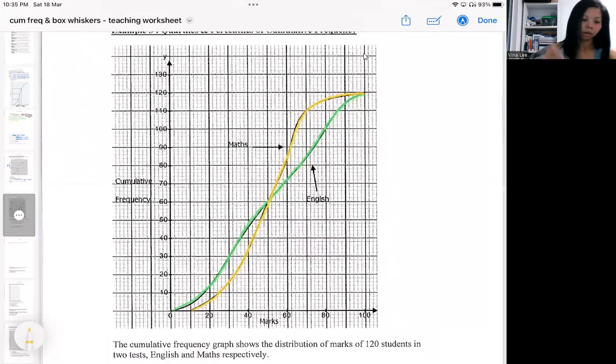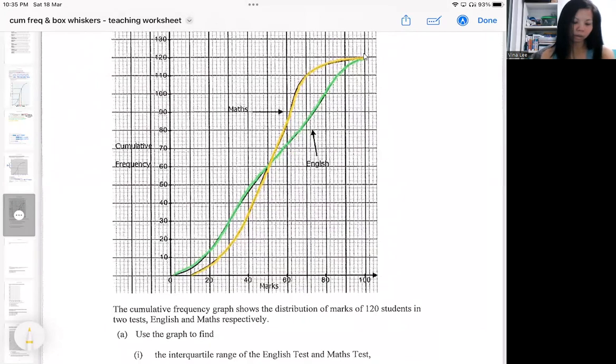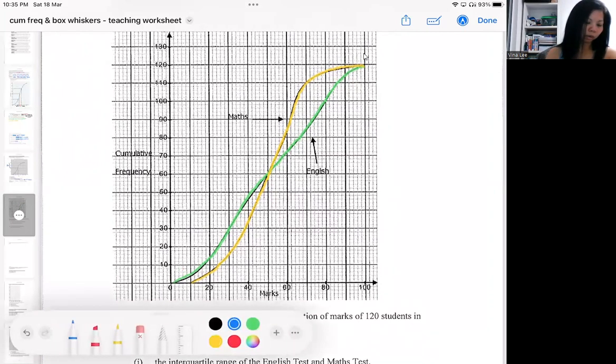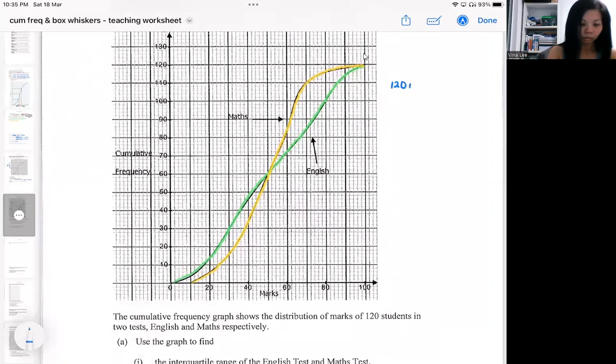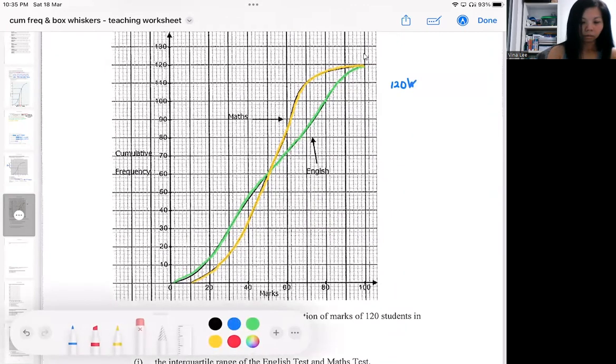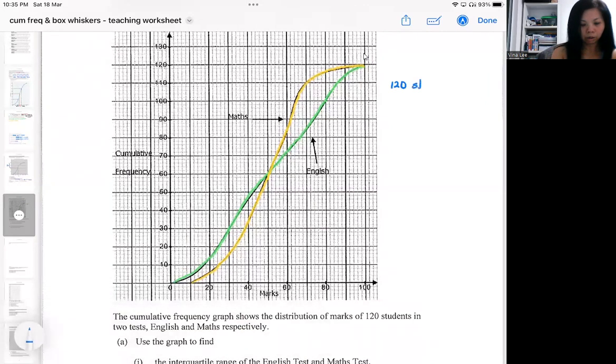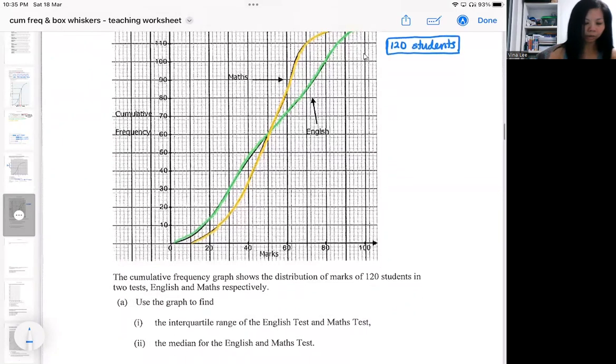Okay. So for the two cumulative graphs, we are looking at 120 students for two tests, an English test and a math test. So if the total is 120 students and I would like to find the median and the interquartile range, everything will be based on the 120 students. You can do a bit of prep work first, knowing that you will be asked for the interquartile range and median.